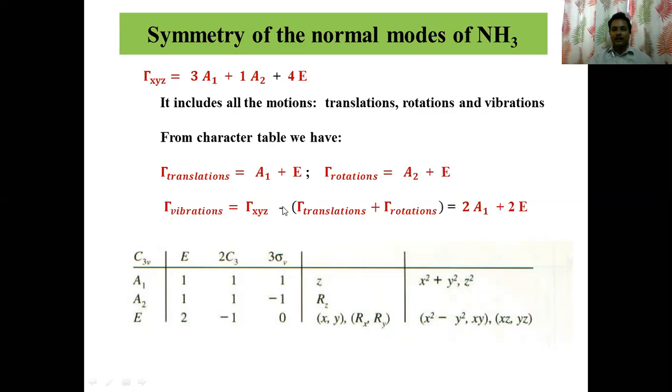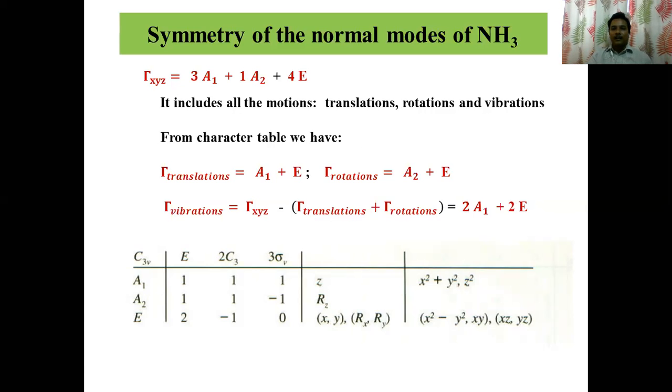Now if I subtract these translations and rotations from the total, that is 12 over here, and we subtract 6 of them, I should be getting a total of 6. If you do it, it's pretty much clear that we'll get 2A1 plus 2E. Now here E is 2, right? So therefore it is 2 into 2, 4 plus 2, that is 6. So that is basically consistent with the 3N minus 6 we get. So 3N is going to be 12, minus 6, so the total is going to be 6, right?